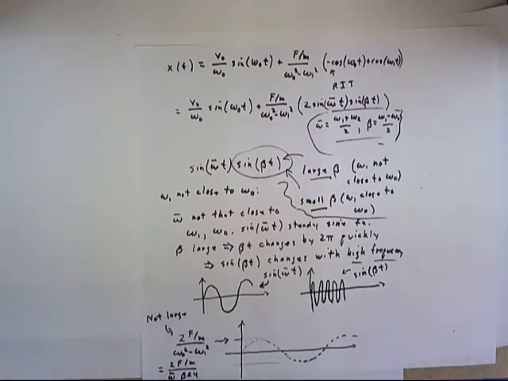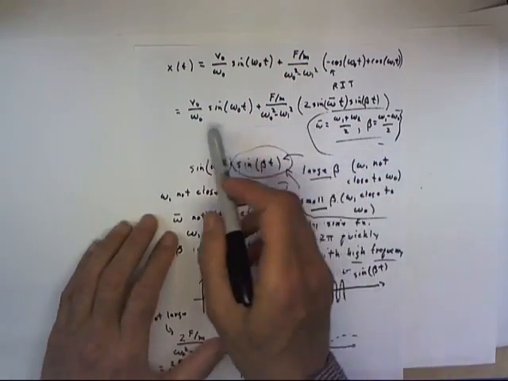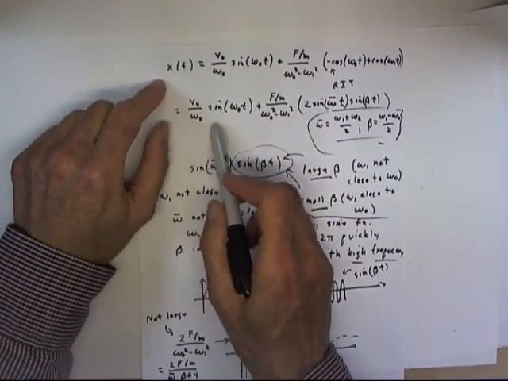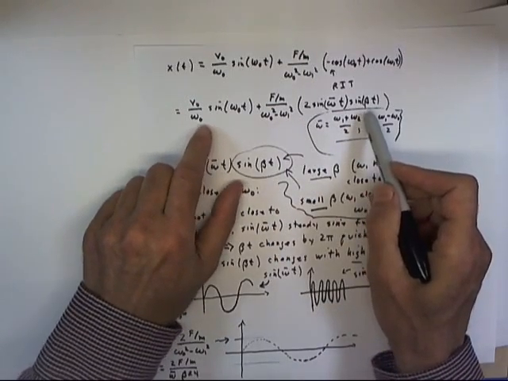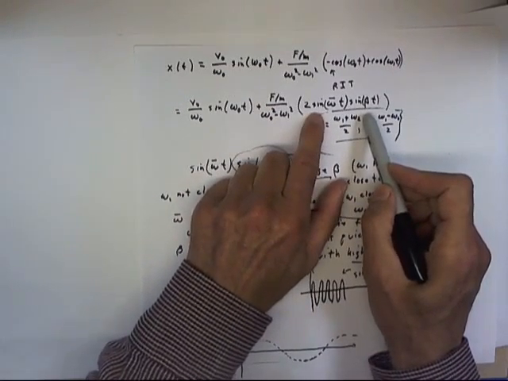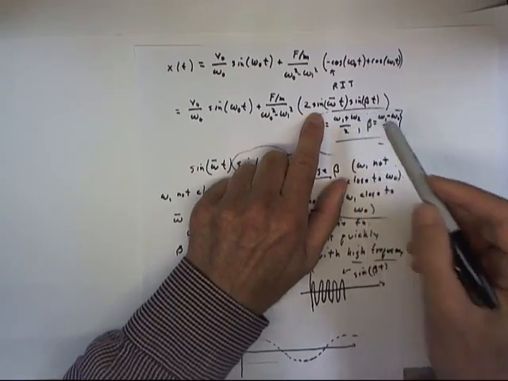In any case, correcting most of the sign errors, we see that our x of t function has the form that we have represented here, and we'll go on analyzing this form in the next clip.